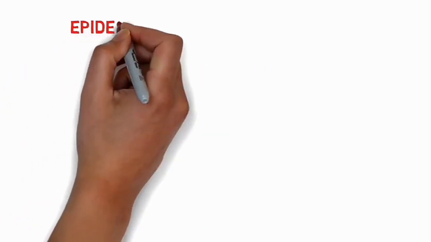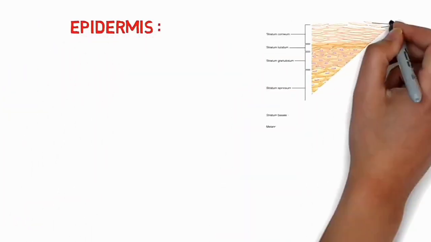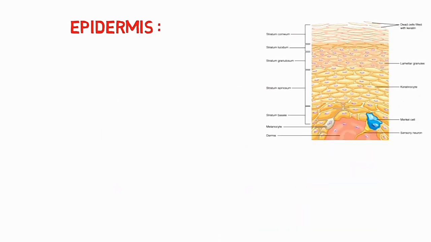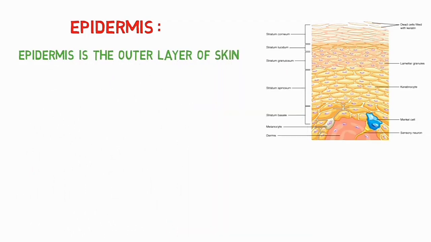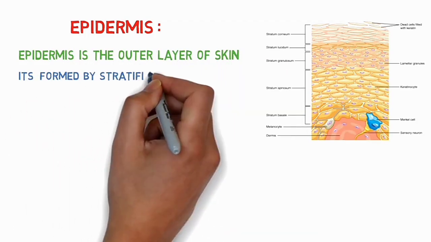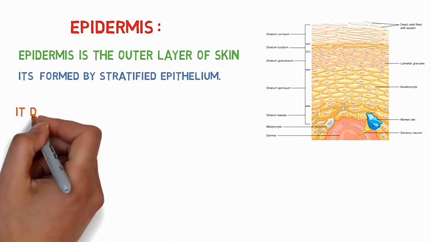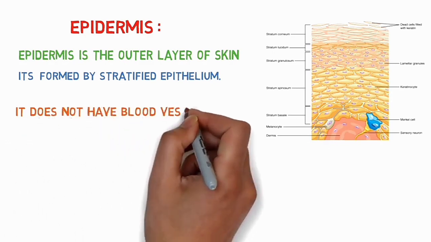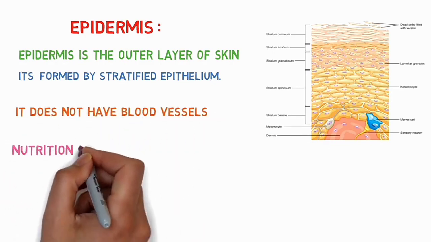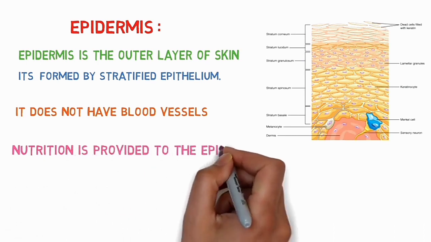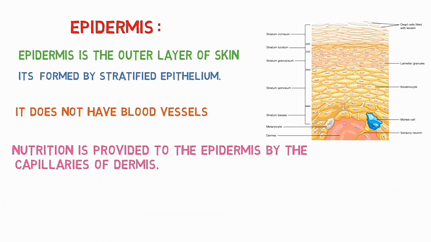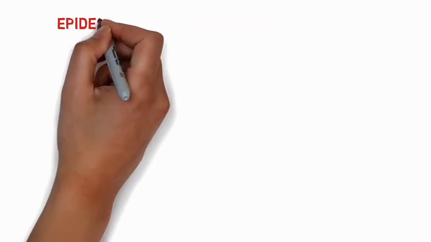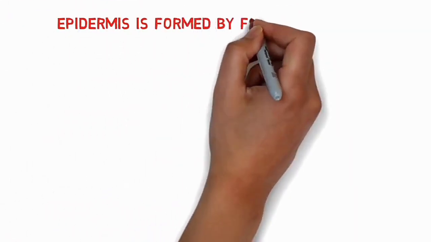First, epidermis. Epidermis is the outer layer of skin. It's formed by stratified epithelium. It does not have blood vessels. Nutrition is provided to the epidermis by the capillary of dermis. Epidermis is formed by 5 layers.